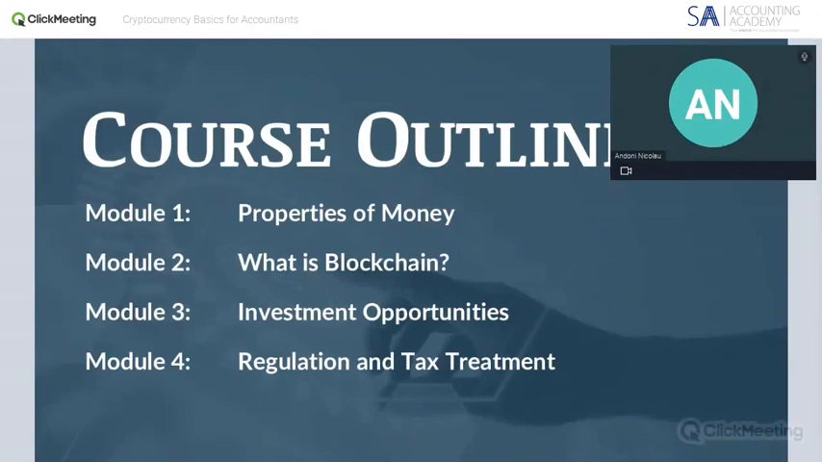So what are we going to discuss today? First and foremost, I'd like to touch on the properties of money, what money is. I think without an understanding of money, it's very difficult to understand what cryptocurrencies are and what role they're going to play in our economy or in an investor's portfolio. So that is step one, just a little bit of a foundation on money.